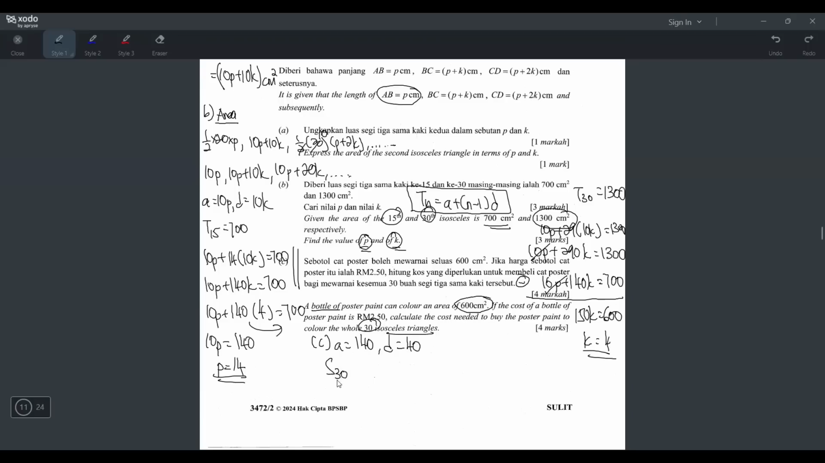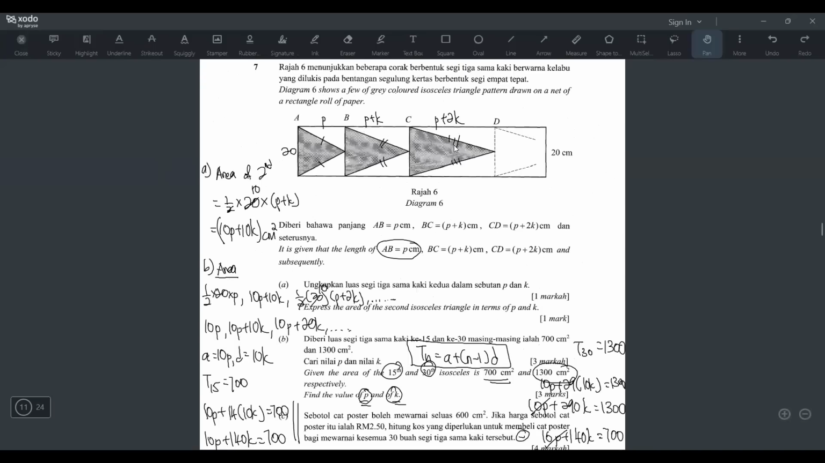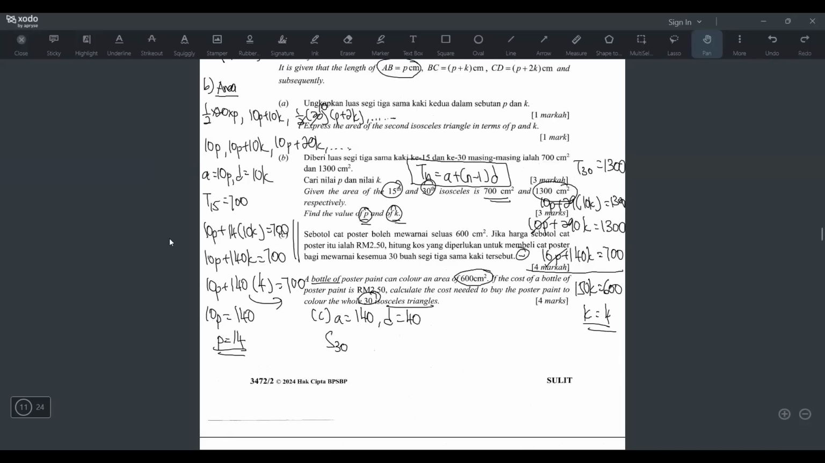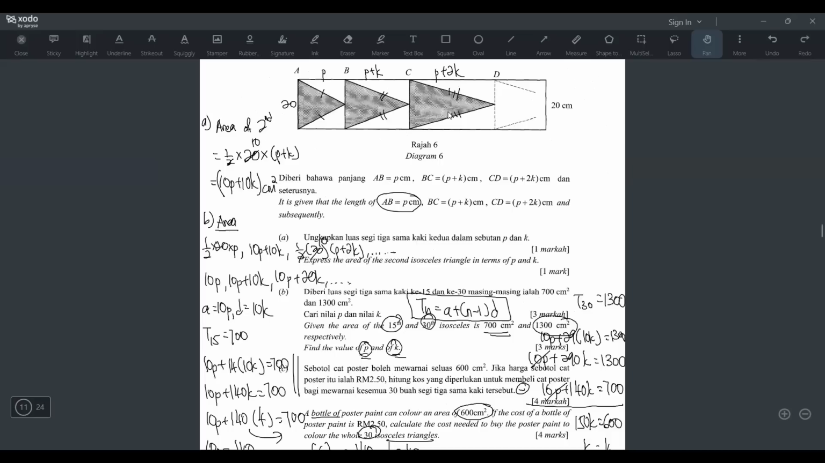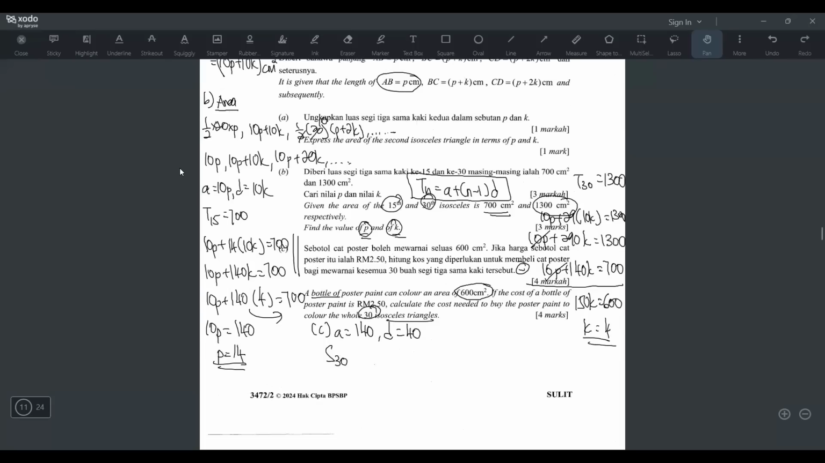Bukan T30, S30. Because you want to find the jumlah hasil tambah of all the 30 triangles. Okay, because you want to find the jumlah luas this time. So not T30. If you find T30, you tengah cari apa, luas triangle yang ke-30. You are only finding the 30th area, but you need to find the sum this time, right?